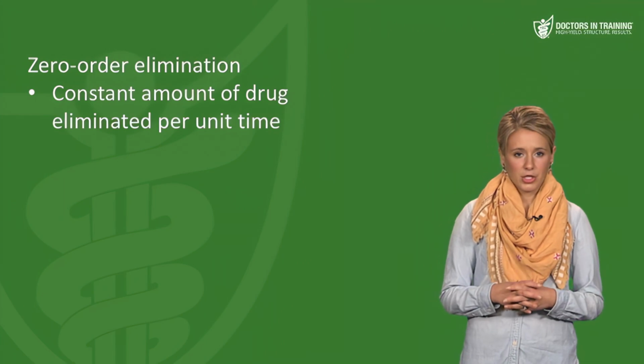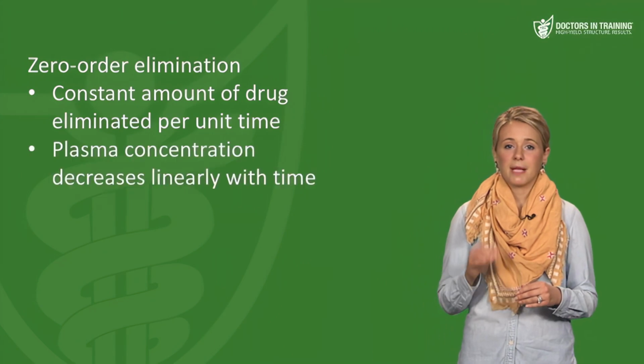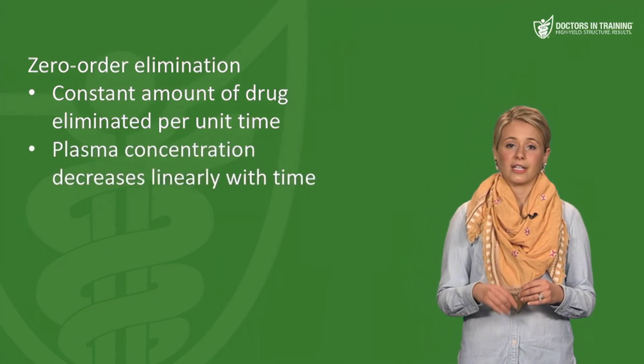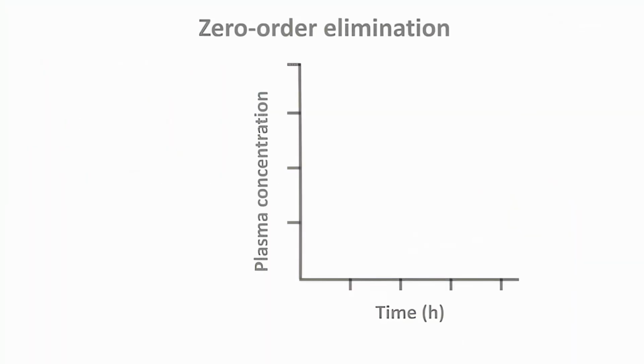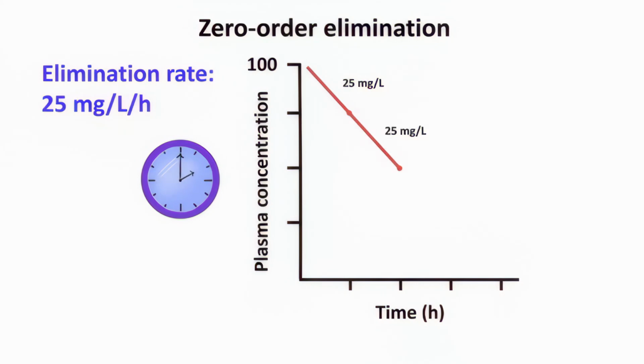Make sure you can identify that term. Another way to say it is that with zero-order kinetics, the plasma concentration decreases linearly with time. So if you start out with a plasma concentration of 100 milligrams per liter, or whatever, and the zero-order elimination rate is 25 milligrams per hour, after 1 hour, the drug level would go from 100 to 75. And then after another hour, it would go from 75 to 50, and then 50 to 25, and then 0. So after 4 hours, in this example, the drug would be completely gone.